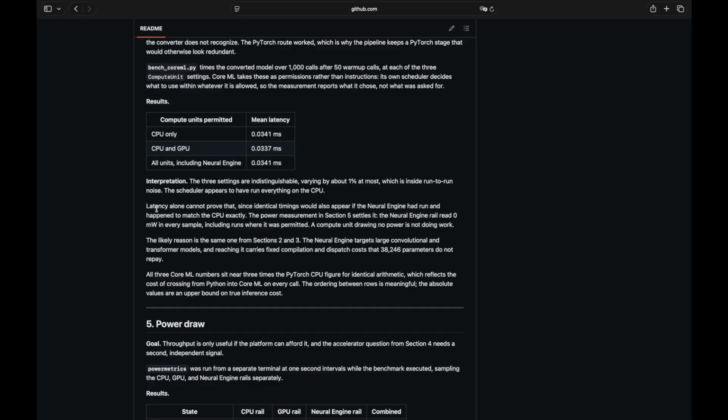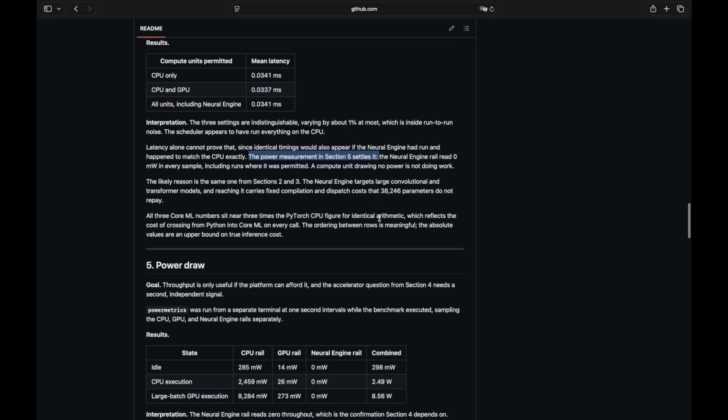So latency alone cannot establish that. Identical timings would also result if the neural engine had executed the model and happened to match CPU performance exactly. The two hypotheses are indistinguishable from timing data. The power measurement in the upcoming section resolves it.